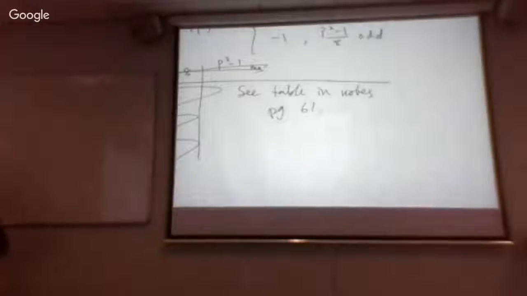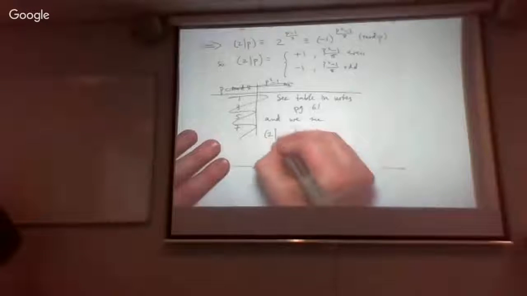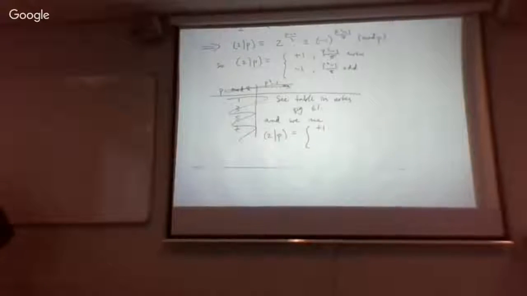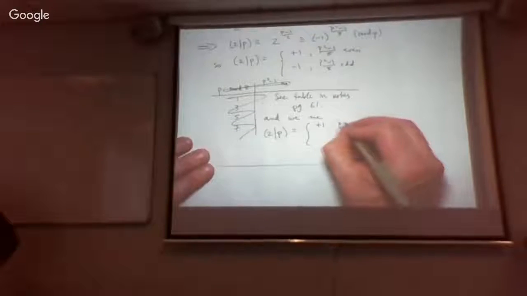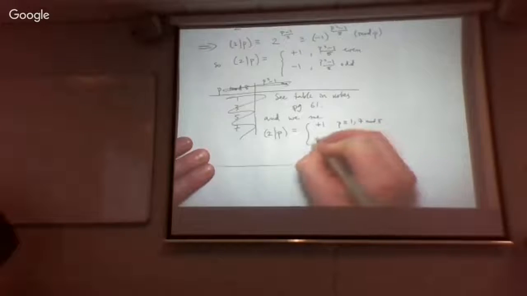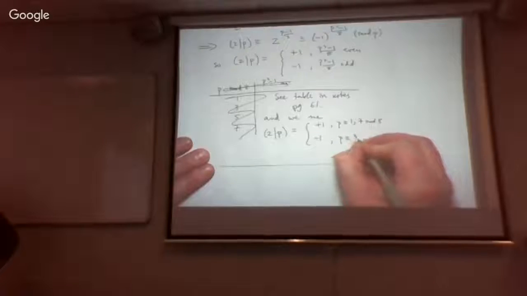So this gives us our final conclusion. We see that the Legendre symbol of 2 mod p is plus 1 in the cases where p is congruent to 1 or 7 modulo 8, and minus 1 in the other 2 cases, p congruent to 3 or 5.